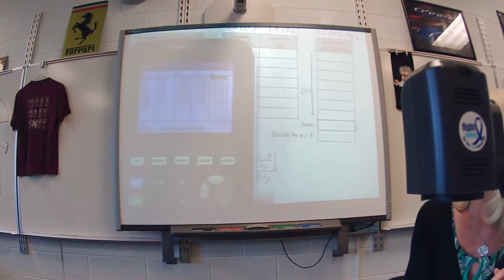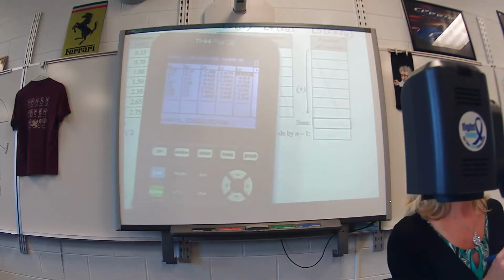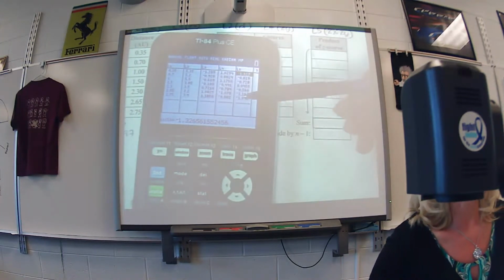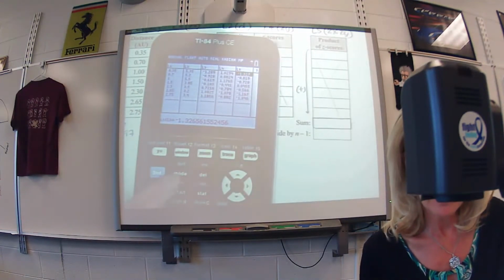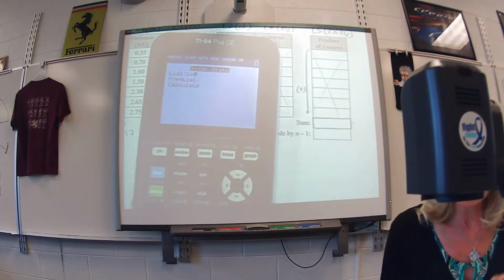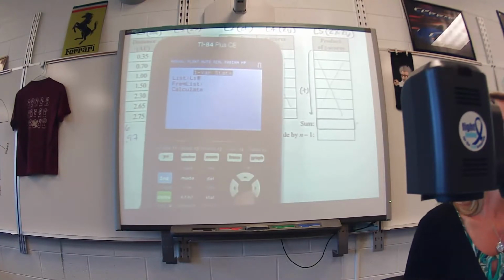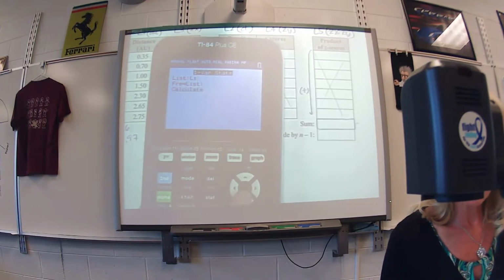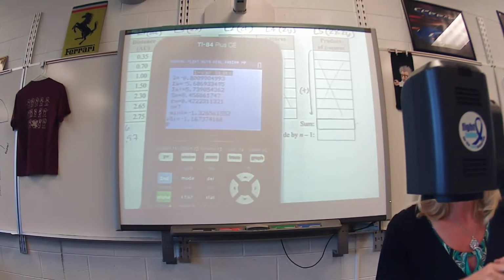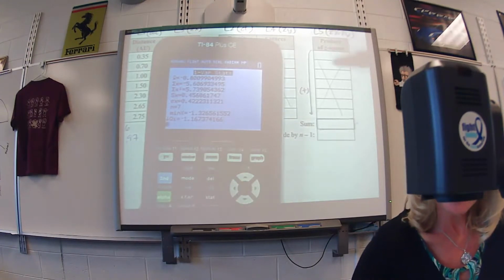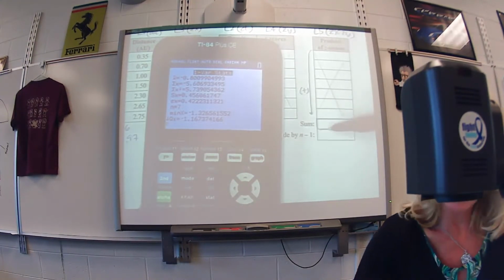Okay, so this again is where some people get confused. We're going to do one variable statistics off of L5. So I'm going to exit out of here and do one variable statistics off of L5. Now, this is where people get confused. The calculator calls everything X. So when I look at the results here, it's calling everything X. But I know that it's actually this column because I told it to do L5.